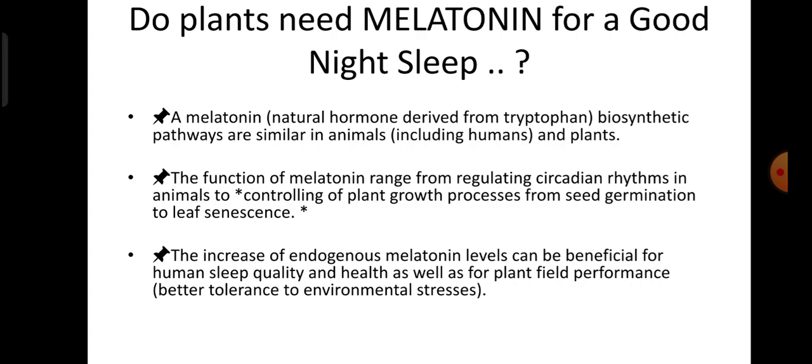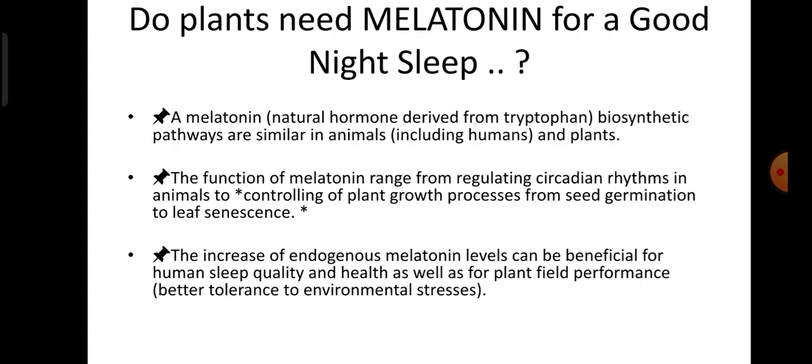Melatonin is a natural hormone derived from tryptophan, and its biosynthetic pathways are similar in animals. That means melatonin is also produced in the animal biosystem, which causes good sleep and better metabolism. The functions of melatonin range from regulating circadian rhythms in animals to controlling plant growth processes from seed germination to leaf senescence. That means from germination to senescence, this particular melatonin is very important.